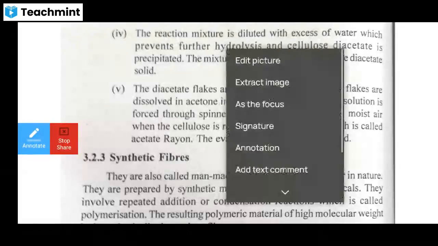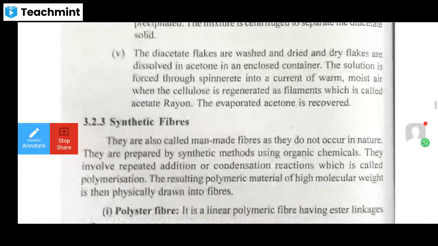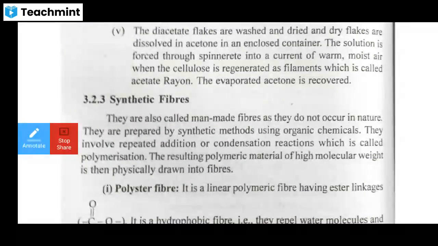This diacetate flakes are then washed and dried. The dry flakes are dissolved in acetone in enclosed containers. The solution is forced through the spinneret into a current of warm moist air, where the cellulose is regenerated, and the filaments are called acetate rayon. That is how to obtain the three different types of rayons. The three different procedures are for the semi-synthetic rayons.